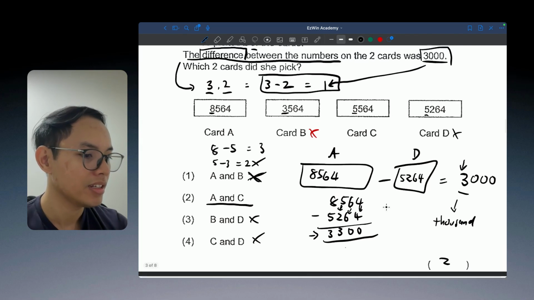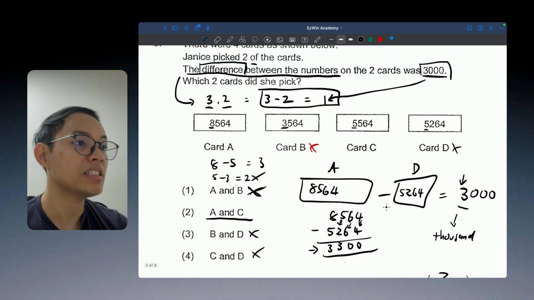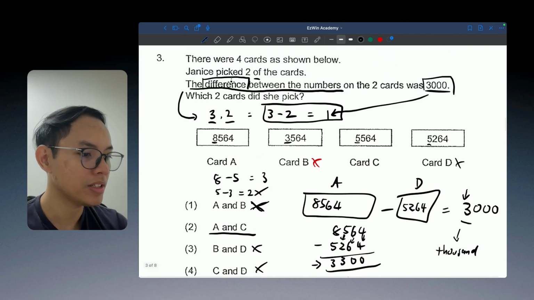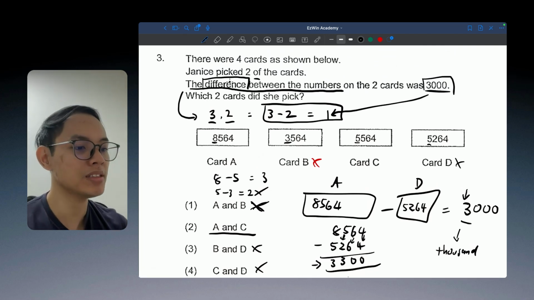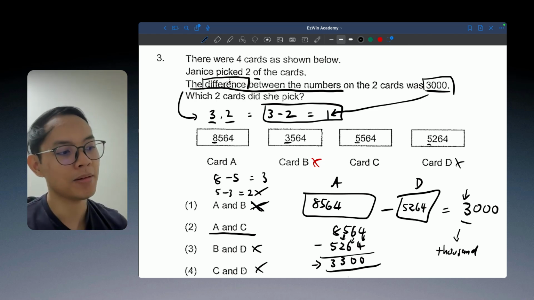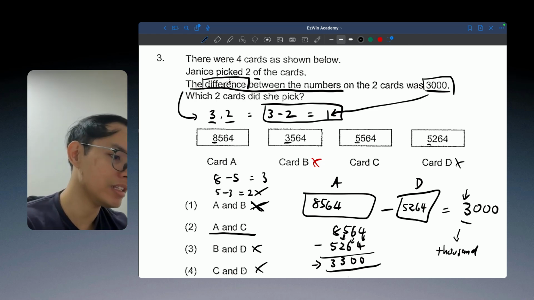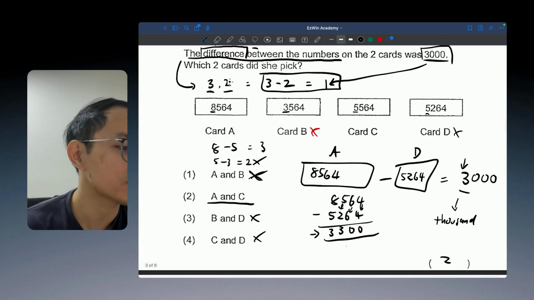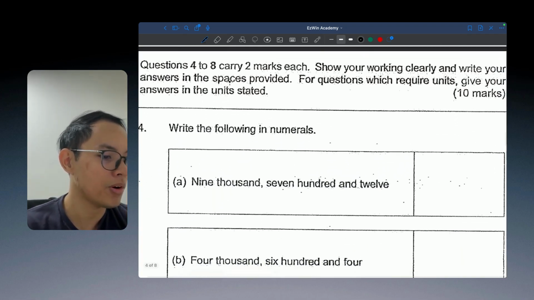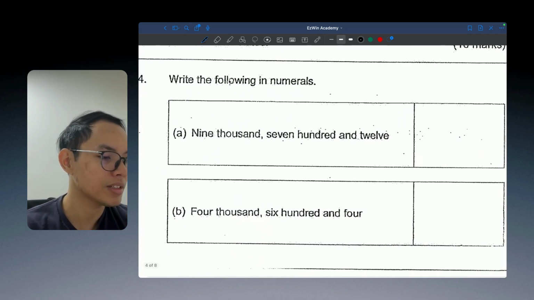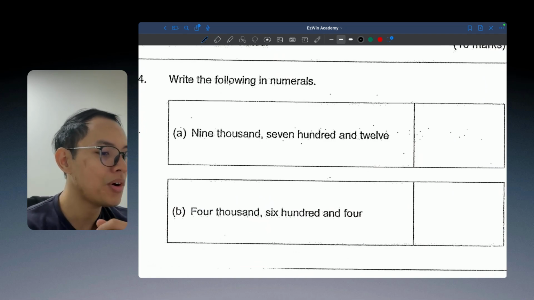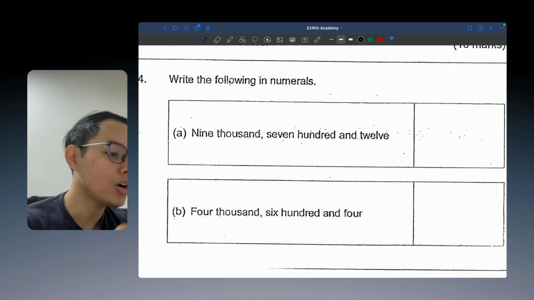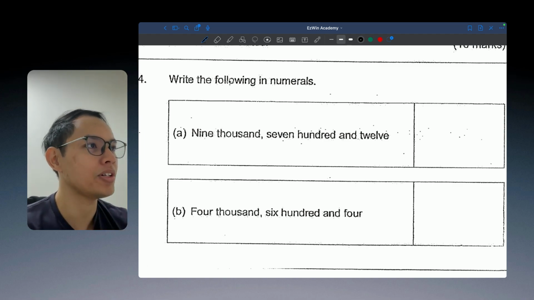All right. So you just need to understand the question first. Difference between two numbers means one number minus another number, and the answer should be, in this case, 3000. So let's move on to the next question. Question number 4 over here. Write the following in numerals. You can pause this video and try it out on your own. Or if you are done, then let's carry on as well.